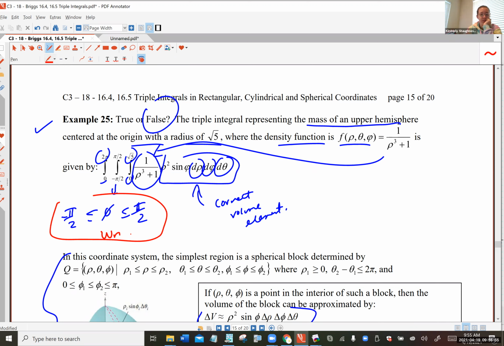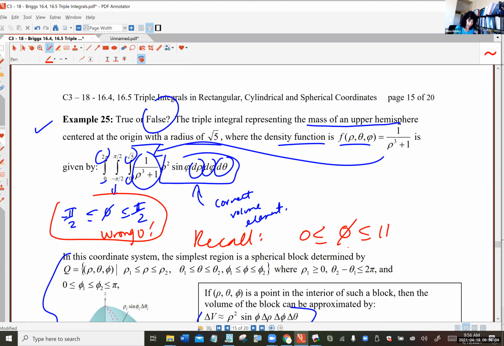Because phi is between 0 and pi, I think. Yeah. Recall from the whole definition that phi is a very restricted angle. It's only ever allowed to go between 0 and pi. No other choices. So this is a false, bad triple integral. I don't want to see any of you setting up bad triple integrals because then you'll get in trouble. Okay.